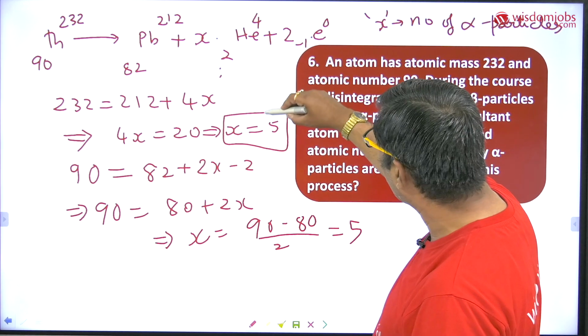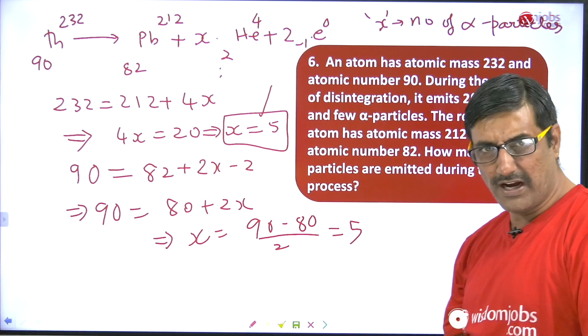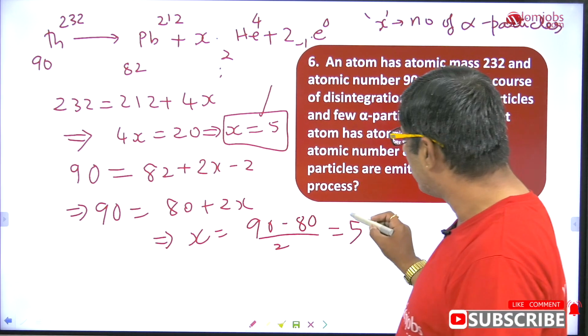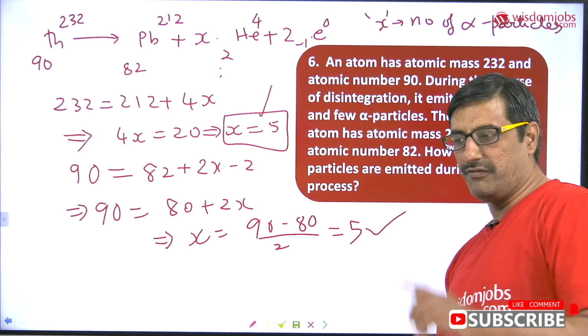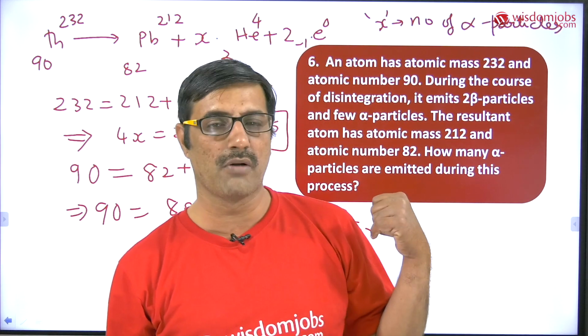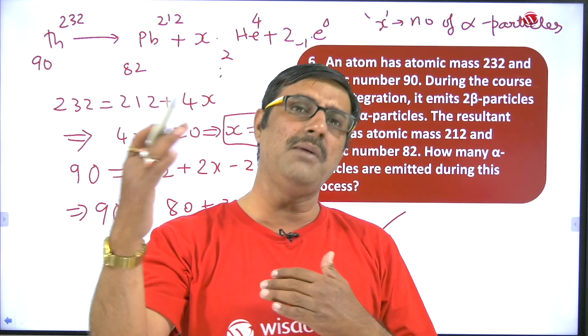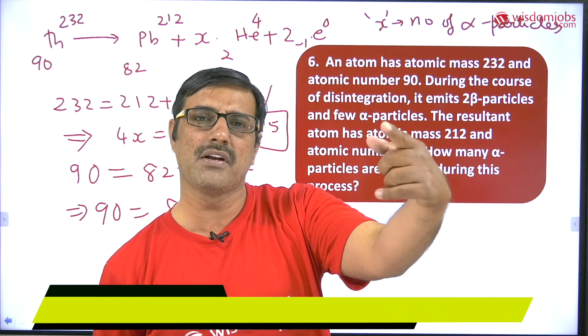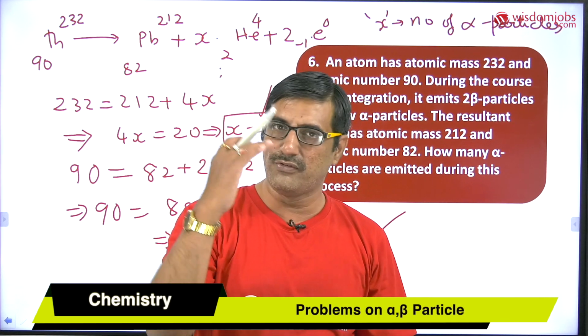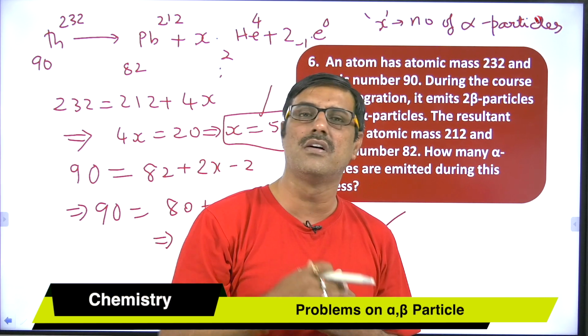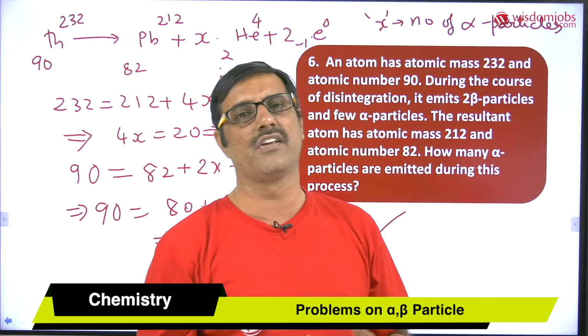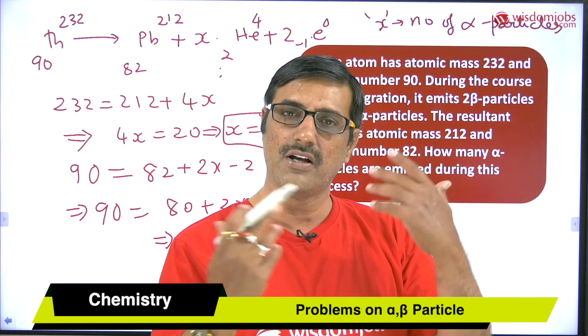So if you compare the mass numbers you get 5, and if you compare the atomic numbers also, you get 5. If you are confused in this particular problem, check whether you are getting the same x value in both the atomic numbers and the mass numbers. If you get the same value of x in both cases, your solution is perfectly correct.